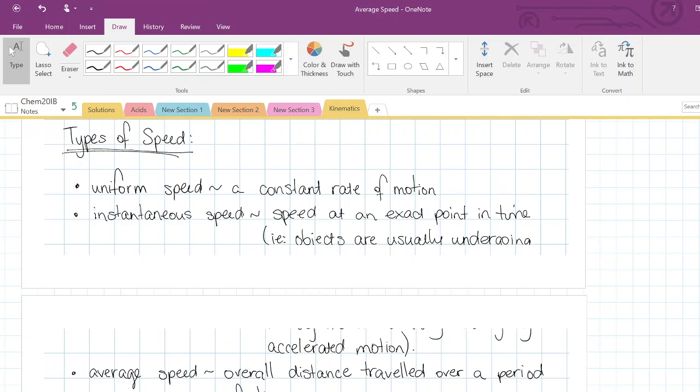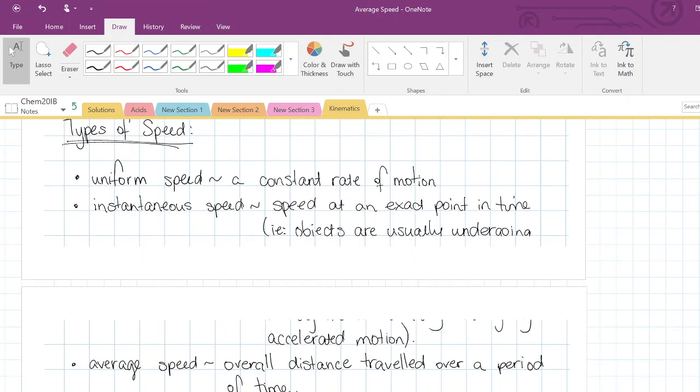Instantaneous speed. Instantaneous speed is the speed, or that rate of motion, that the object has at an exact point in time. So at 8 seconds, the object was moving at 3 meters per second, right? So at that instant, that's the speed that this particular object had. And a lot of times, when we talk about instantaneous speeds, we're talking about maybe a race car that's speeding up at that point. So they're actually accelerating when that's happening.